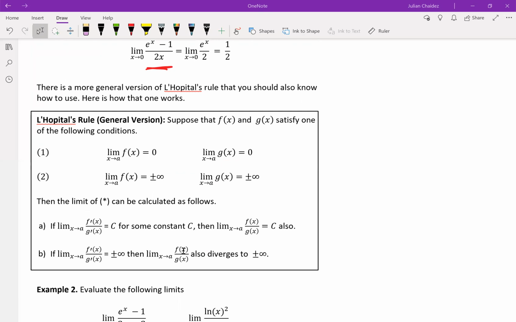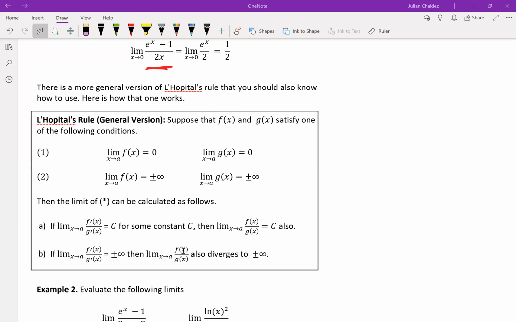Or I'm also going to allow the situation where the limit as x goes to a of f of x is plus or minus infinity, and the limit as x goes to a of g of x is plus or minus infinity. So instead of the top and the bottom of the fraction f of x over g of x both going to 0, in number 2 you have both of them going to infinity. So we have an infinity over infinity type situation.